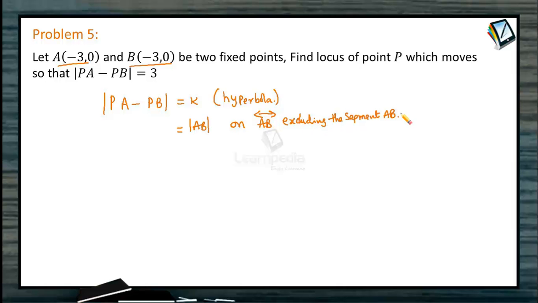Now here, when we find AB, let's take B to be 3 comma 0. When we find AB, we see that this AB is not 3.